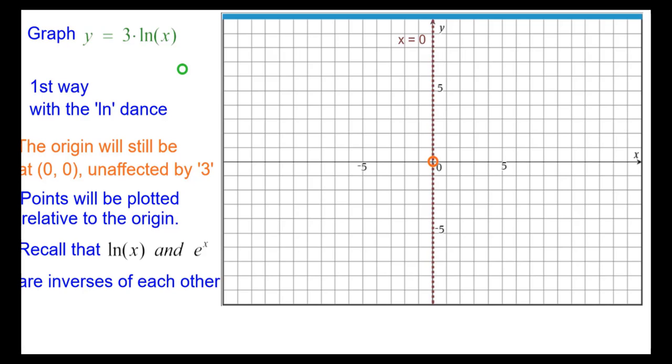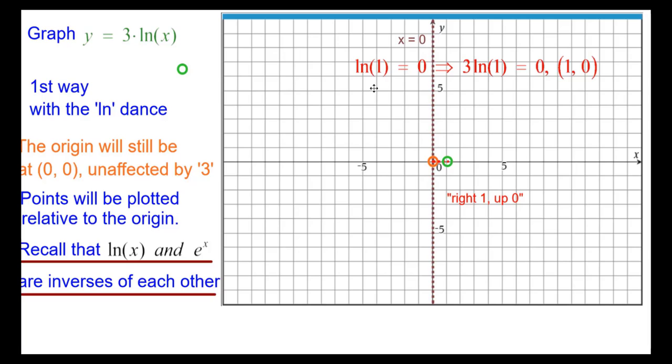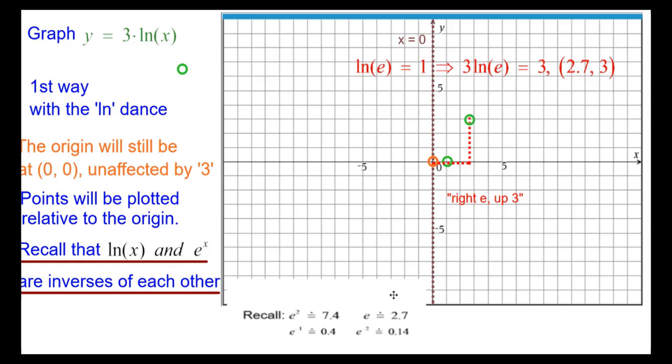Please recall that the natural log of x and e to the x are inverses of each other. So normally it would be right 0 up 1, but we're going to go right 1 up 0. Natural log of 1 is 0, and 3 times that is still 0. So 1 comma 0. Remember, on the inverses, you just interchange the ordered pairs. Now we're going to put in these powers of e, because we need to recall and know those to be able to graph the natural log.